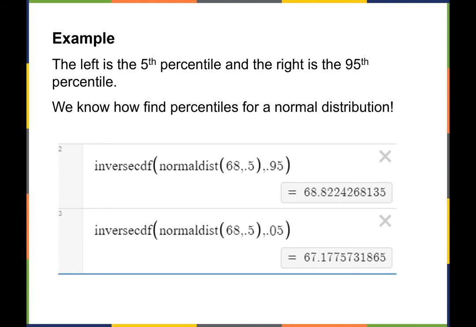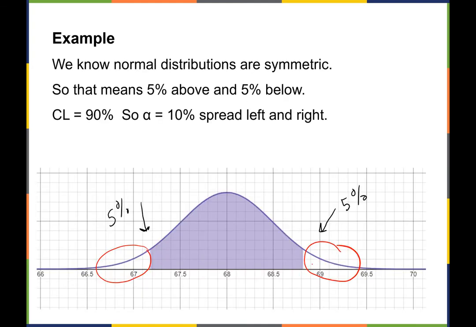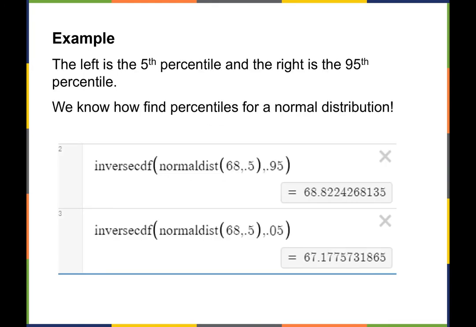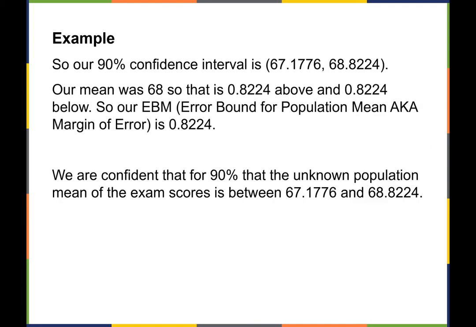All right. Well, let's just make sure we note that. If we want 5% below, we know this is the 5th percentile, and the upper edge is the 95th percentile. So we can calculate the 95th percentile of this normal distribution. We know how to do that. We can calculate the 5th percentile of this normal distribution. We know how to do that on Desmos. So we go inverse CDF, normal dist, 68, 0.5, 95th percentile, and we get about 68.8224. And if we look at the 5th percentile, we get 67.1776. We know that that's the 5th percentile and the 95th percentile. So 90% of the data is going to be between those two numbers.